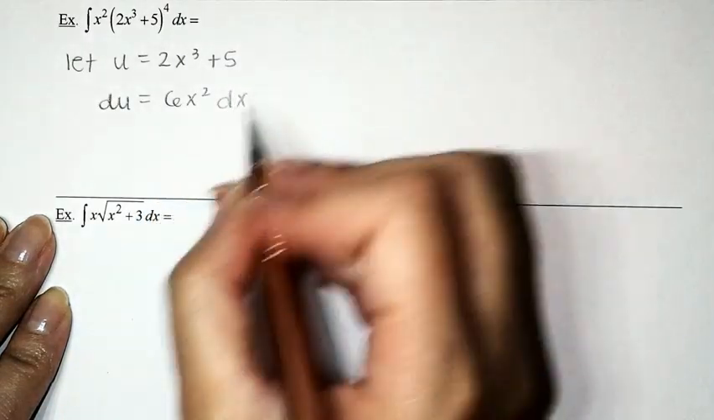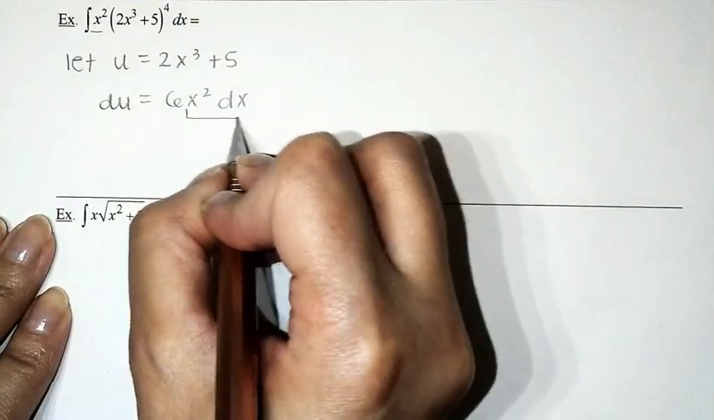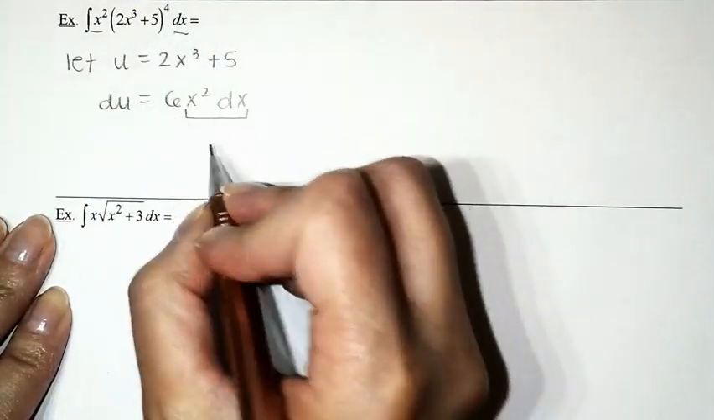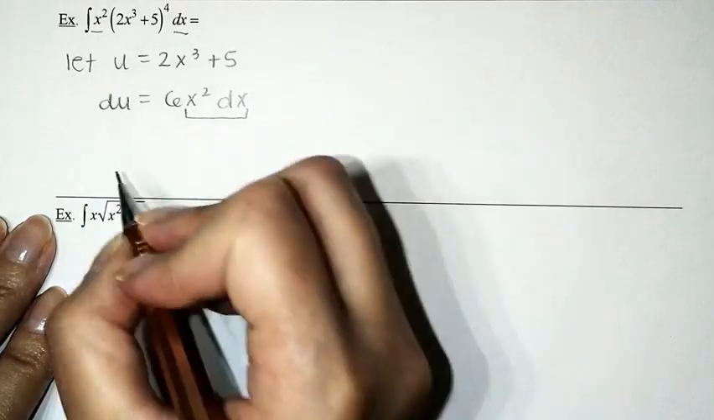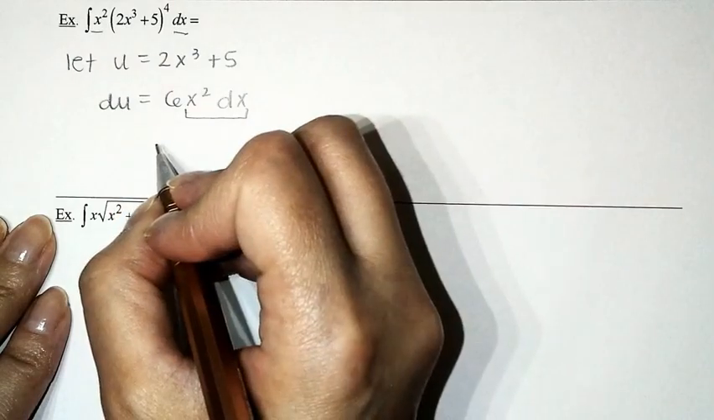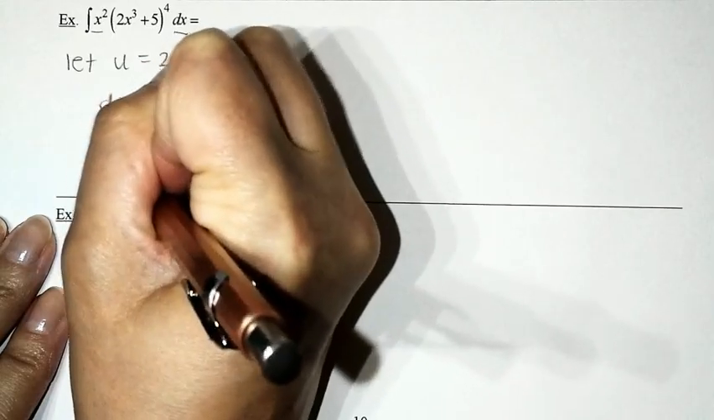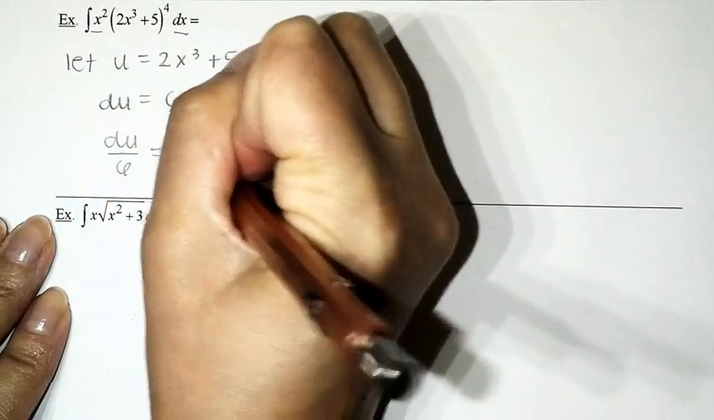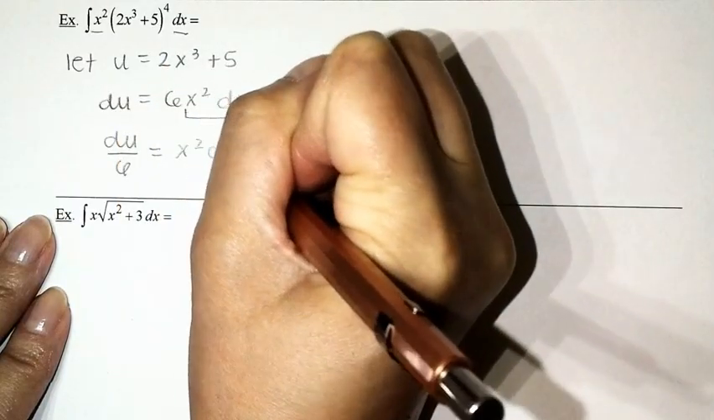Now you're going to tell me, okay, I can see the x squared, and the dx is here, so I'm not super happy, because what are we going to do with the 6? Think about something. What are we going to do with a 6? You divide both sides by 6. So you have du divided by 6 is going to be equal to, you cancel the 6 by dividing, and you have x squared dx.